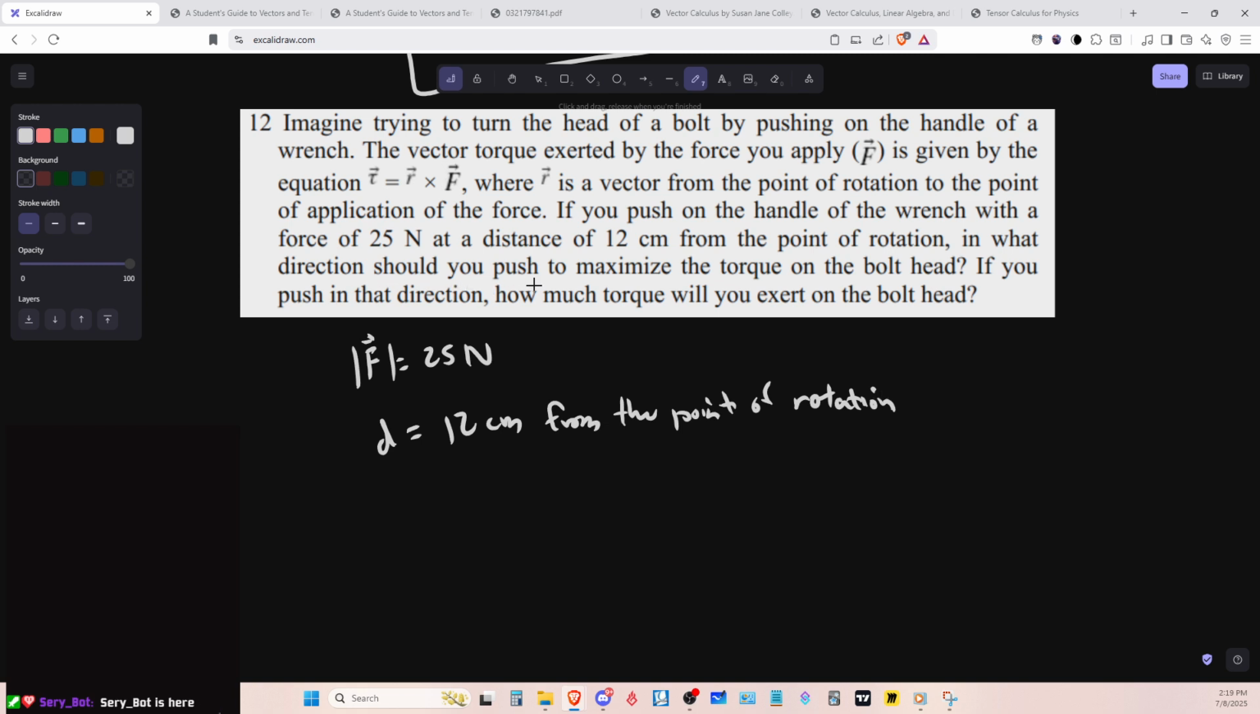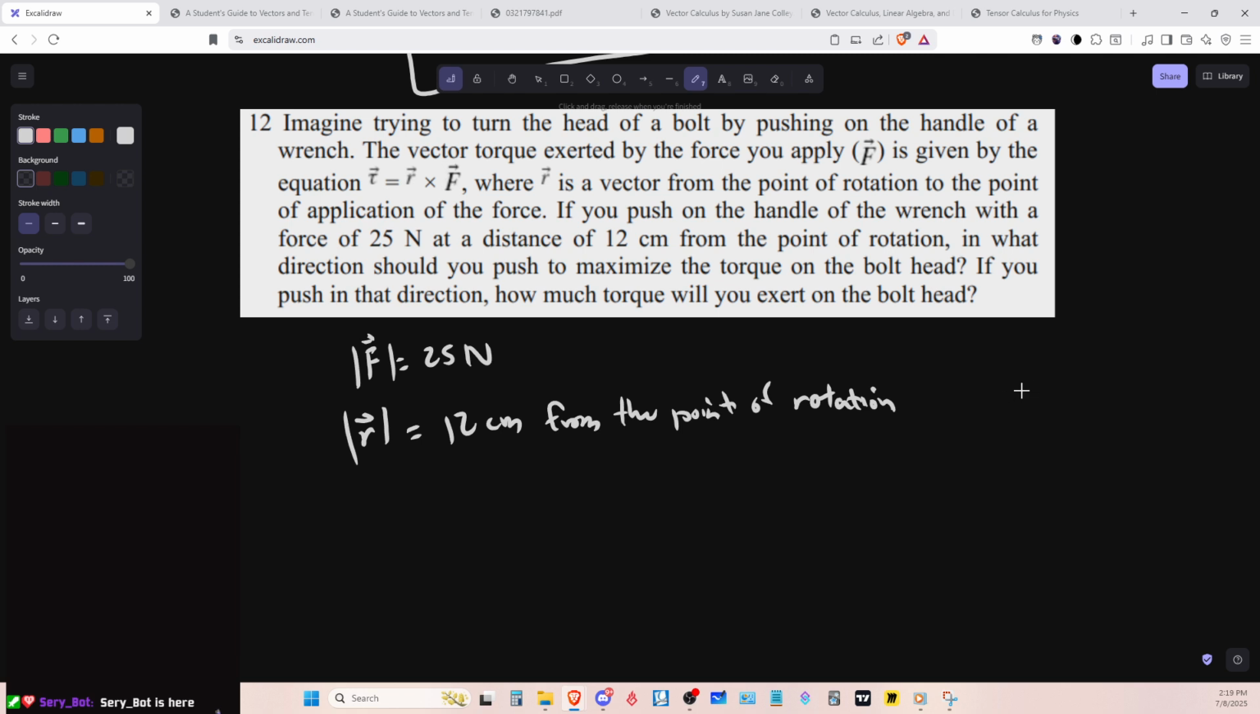In what direction should you push to maximize the torque of the bolt head? If you push in that direction, how much torque will be exerted on the bolt head? Okay. I'm guessing this is supposed to be the magnitude of R, 12 centimeters from the point of rotation.